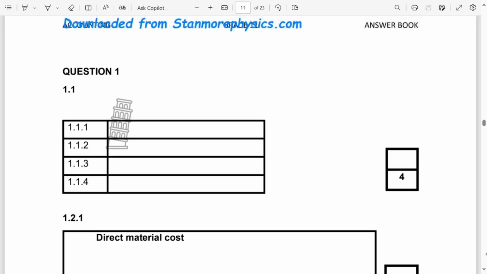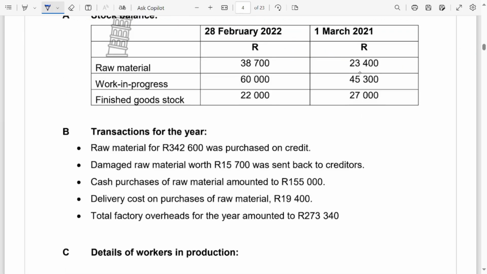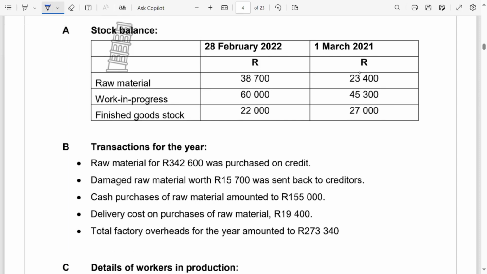So I'm just going to draw a T account. So we can do some example. This is a raw material stock T account. What you need to remember about the raw material stock is that this is an asset account. So you can see they gave us the opening and the closing balance of the raw material stock. So let's go and write it.